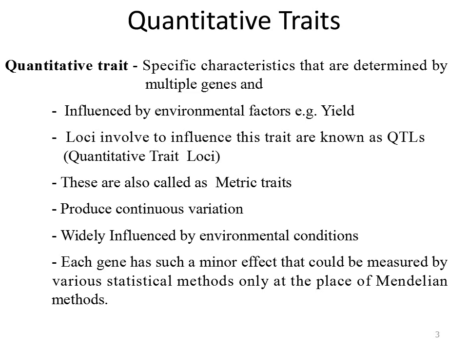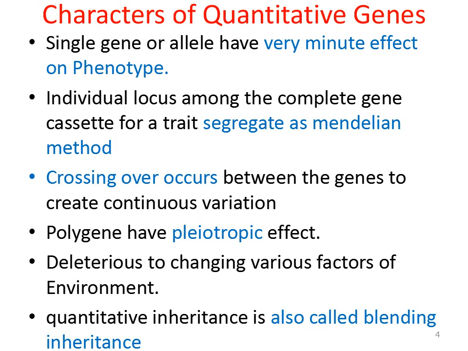Each gene has such a minor effect that they can be measured only by various statistical methods in place of the Mendelian method, whereas qualitative traits can be easily measured by counts and Mendelian ratios. Quantitative traits will not follow exactly Mendelian ratios if you are studying as a whole, so population study is the major thing, and various statistics related with population study are of evident significance in studying quantitative traits.